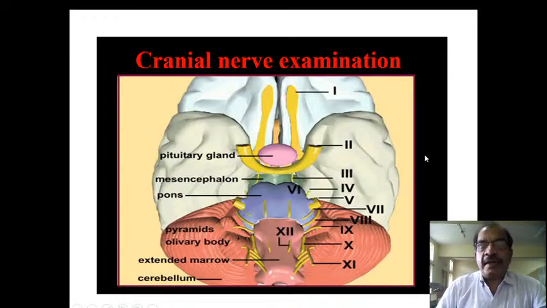So there are basically 12 cranial nerves, numbered 1 to 12, and all of them have a specific nucleus somewhere in the central nervous system, mostly in the brainstem, except cranial nerves 1 and 2. Others have a nucleus in the brainstem. This knowledge helps in the localization of any lesion which is affecting one or other cranial nerves.